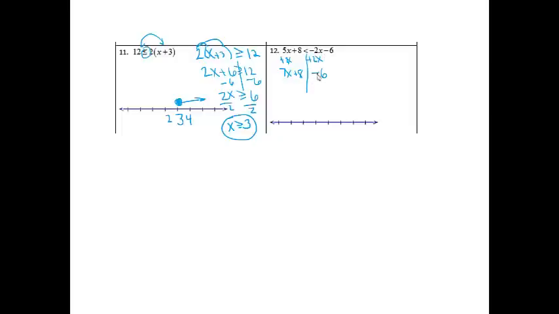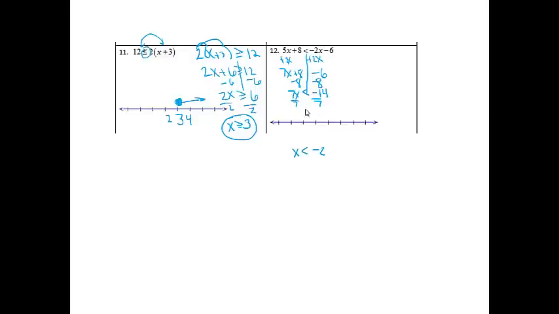And then don't forget that minus sign when you bring down the 6. I'll do minus 8 to both sides. So I'll get 7x less than negative 6 minus 8 is negative 14. And then we'll divide both sides by 7. And I end up getting x is less than negative 2.